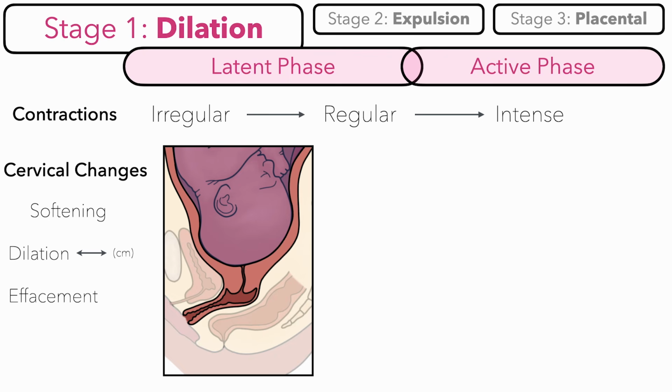We also have effacement of the cervix. Effacement is going to be, on my diagram, more vertical right here. So it's going to be the thickness of the cervix, and we're going to measure that in percent. So at the beginning, we have 0% effacement, meaning that the thickness of the cervix is at 100% of its normal thickness. And then over time, it'll get thinner. So let's look at another diagram to see these changes that are taking place.